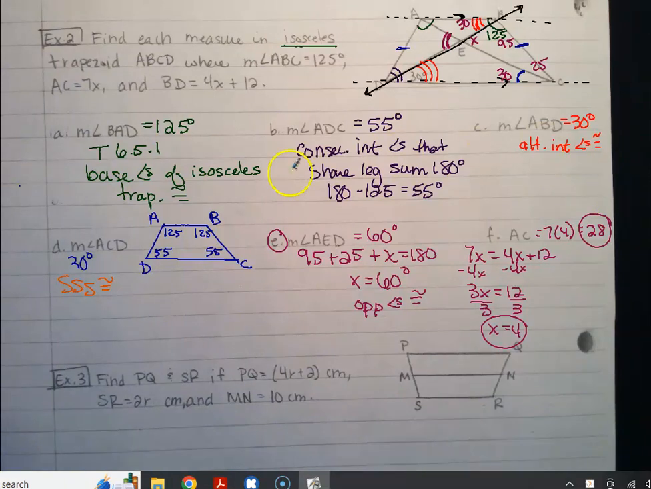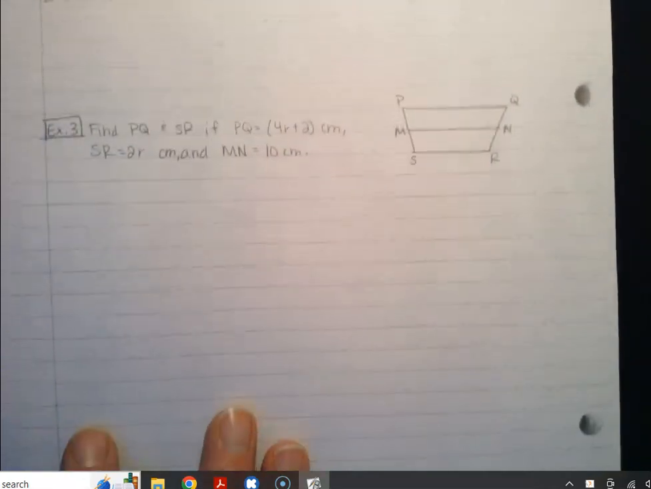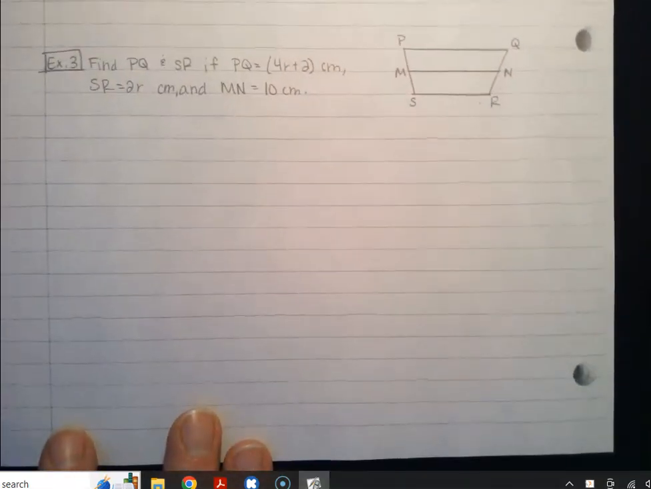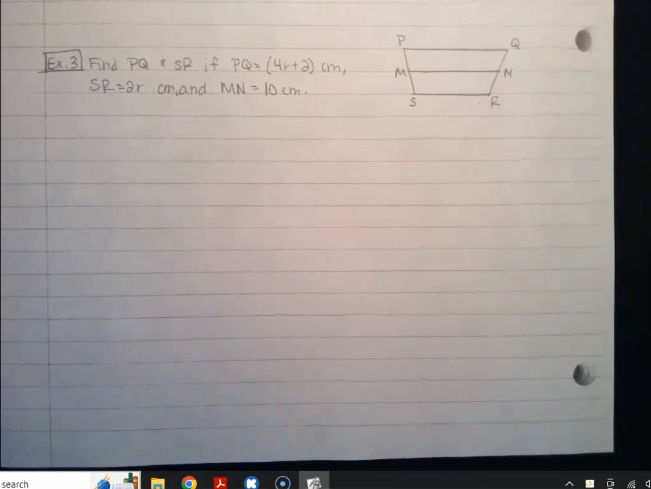I'm going to clear it. I have everything written down, so we can just go. Okay, perfect. All right, so let's look at this one. Find PQ and SR if PQ equals the quantity 4r plus 2 centimeters, SR equals 2r centimeters, and MN equals 10 centimeters. So this one's much easier, right? We want to know PQ and SR, but we know PQ is 4r plus 2.